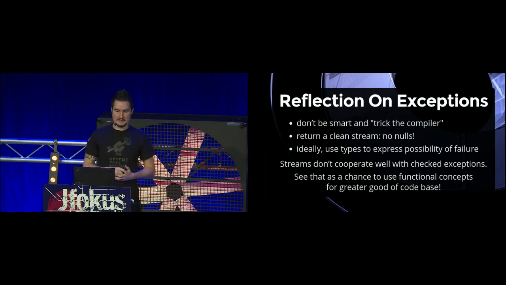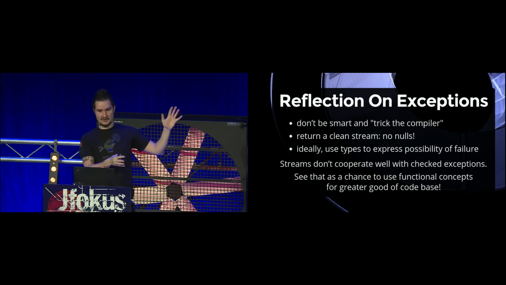So to reflect on the exceptions, I recommend everybody not to be smart and try to trick the compiler. Actually, I want to leave a comment on the Stack Overflow question at some point, because the guy gives a different solution and then says you can also do this, tricking the compiler thing with the sneaky throws. And it's not even his primary solution or his primary recommendation, but it's still upvoted like 100 times, and people might be using that. And I think that's plain horrible to do that.